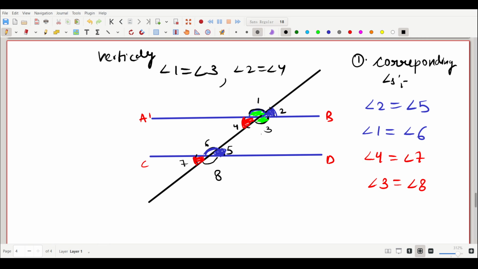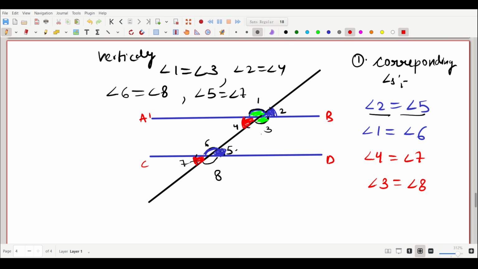By what property? Why are vertically opposite angles equal? Angle 2 is equal to angle 5. Why, by what property? A different property: corresponding angles are equal. So you should know what the corresponding angle property is, and you should know what the vertically opposite angle property is. Only then can you write the reasoning. I can write here also that angle 6 is equal to angle 8, by the same property: vertically opposite angles are equal. Angle 6 equals angle 8 because angle 6 is opposite to angle 8. And angle 5 is equal to angle 7. They are also vertically opposite to each other. Okay.